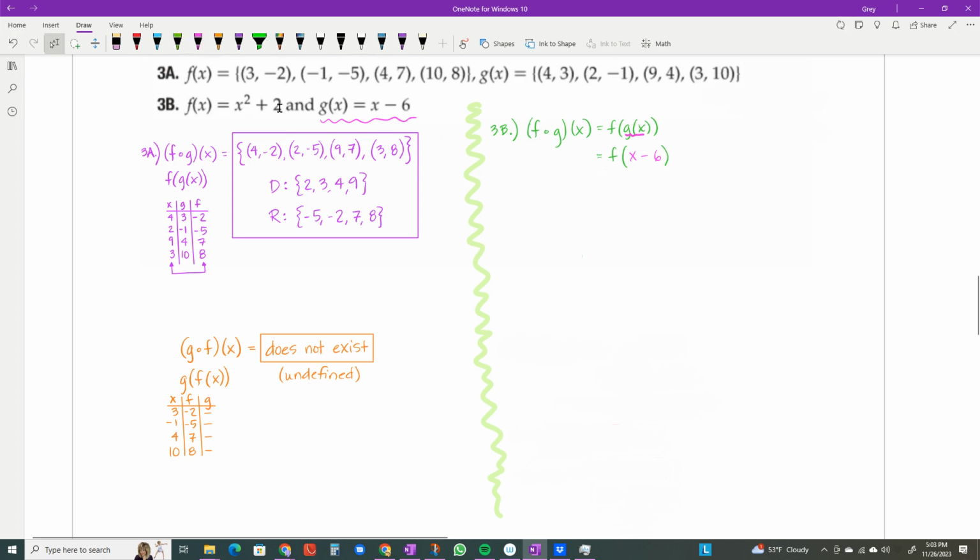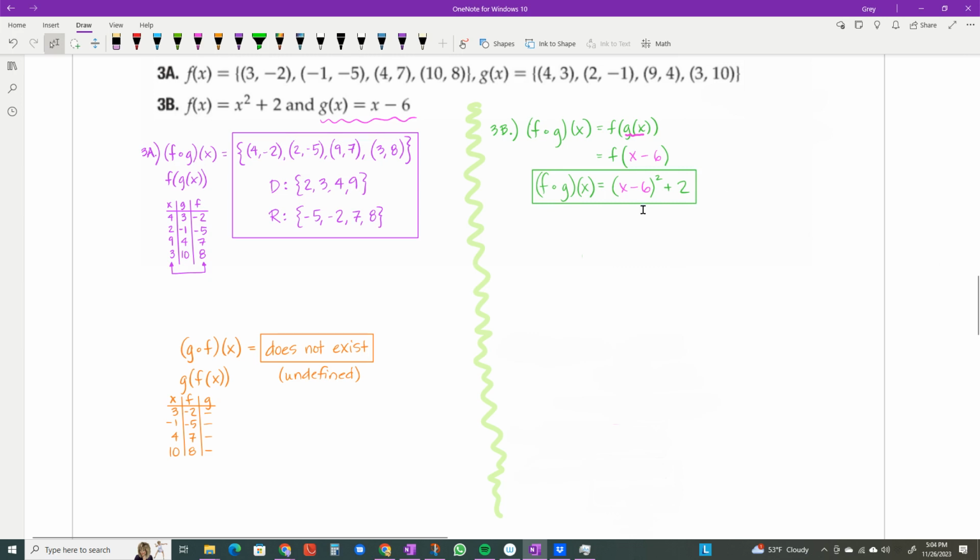So I'm going to go to the rule for f, and instead of x, first off, I write parentheses here when I do things like this. It says square whatever is in parentheses and then add 2. And what's in my parentheses is x minus 6. And that's an acceptable way to leave it, y'all. That's vertex form of a parabola. You should know that. Quadratic equation, vertex form.